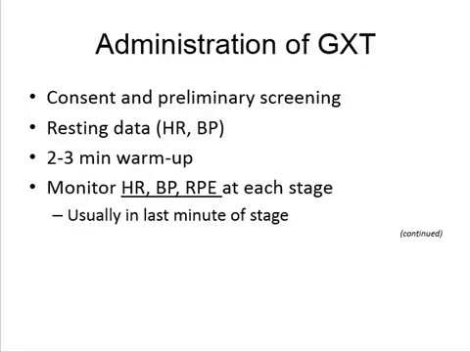And then 3 things that you will usually monitor at every stage of the test are heart rate, blood pressure, and their RPE, their rate of perceived exertion. You'll generally measure this in the last minute of the stage. Often stages are either 2 or 3 minutes. The reason we measure it at the end is we want to give their body time to adjust to the demands of that specific stage. So if we measure it right after we change the speed or the incline, their heart rate, their blood pressure, and certainly their perception of how hard it is hasn't really had time to adjust to that new demand. So we measure it at the end of the stage.